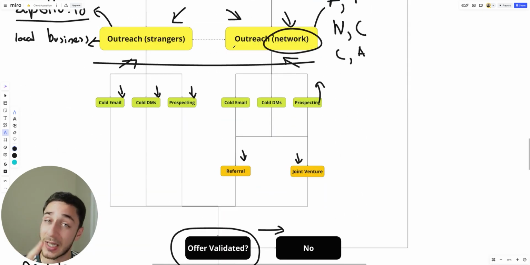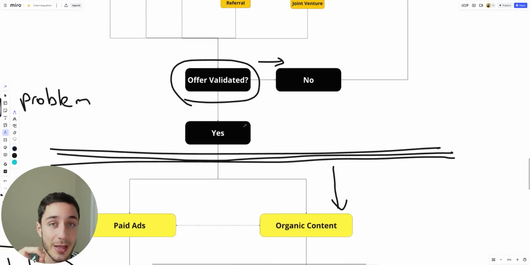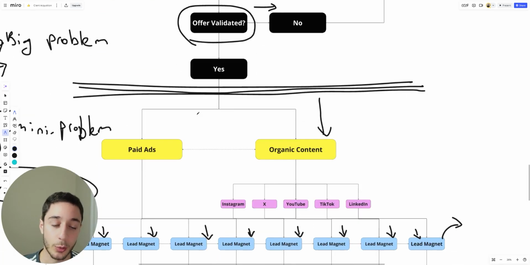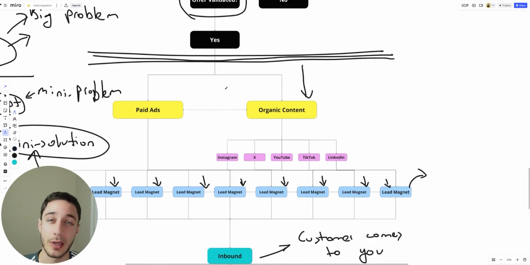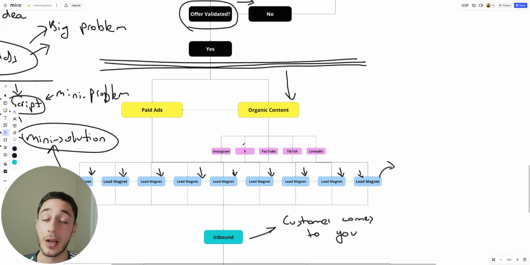You do this as many times as it takes until your offer has been validated, until there's people actually paying money for it. Once you have a few people paying money for it, there could be a certain benchmark based on what it is you're doing. I would highly recommend at least $15,000 a month, right? From then, you can move on to paid ads and organic content.